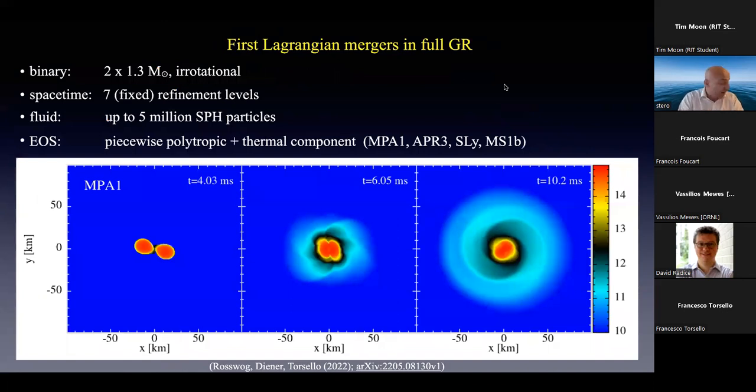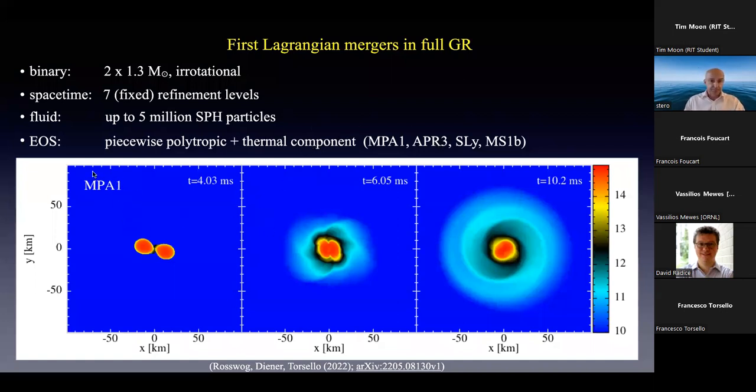Now, we don't have a huge amount of simulations yet, but just a couple of examples, and some of them I want to show here. At the moment, these are equal mass systems with 1.3 solar masses, irrotational. We have 7 fixed refinement levels, up to 5 million SPH particles. Just to put this into context, the conformal flatness simulations that I'm aware of just use a couple of 100,000 particles, so this is substantially more than that. At the moment, we don't have much microphysics implemented. This is just piecewise polytropes of various nuclear matter equations of state plus some thermal component.